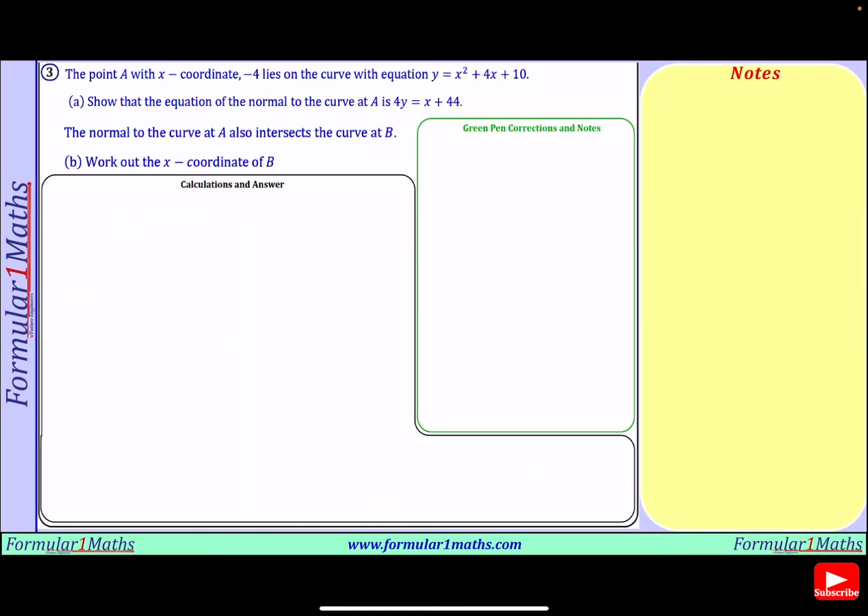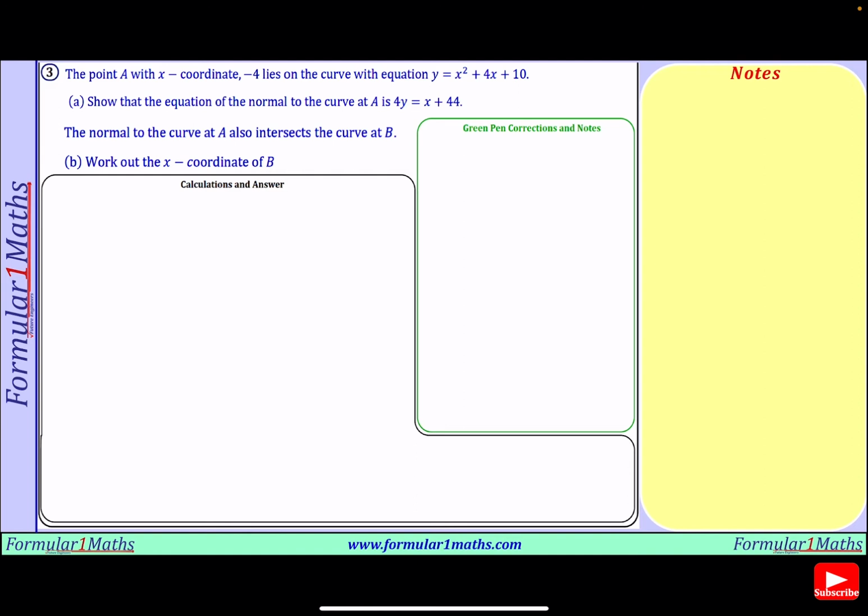Question 3. The point A with x-coordinate minus 4 lies on the curve with equation y equals x squared plus 4x plus 10. Show that the equation of the normal to the curve at A is 4y is equal to x plus 44. The normal to the curve at A also intersects the curve at B. Work out the x-coordinate of the point B.